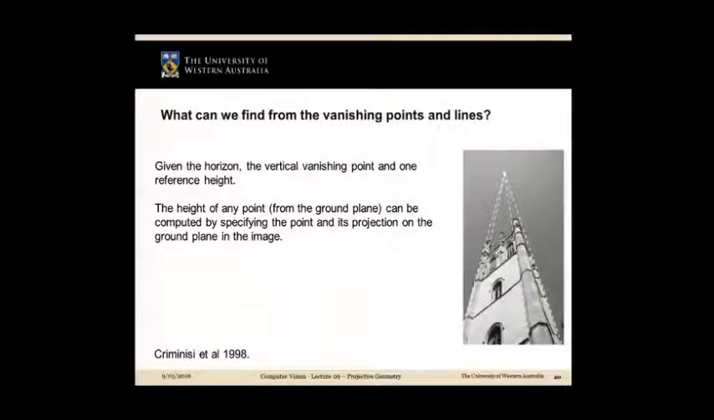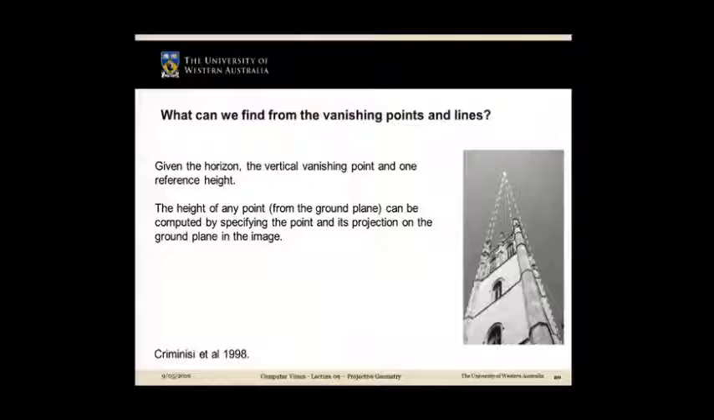Okay, so this displayed slide is showing you an abstract from Criminisi's PhD thesis, right? His thesis was on this particular topic. And what he says: given the horizon, you guys already know the horizon, it's a special type of vanishing line, right? Given the horizon, the vertical vanishing point, and one reference height, the height of any point from the ground plane can be computed by specifying the point and its projection on the ground plane in the image.